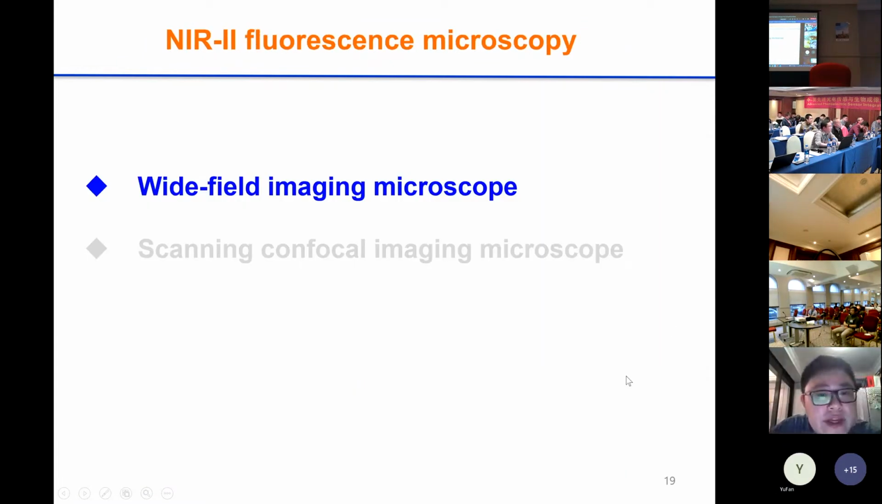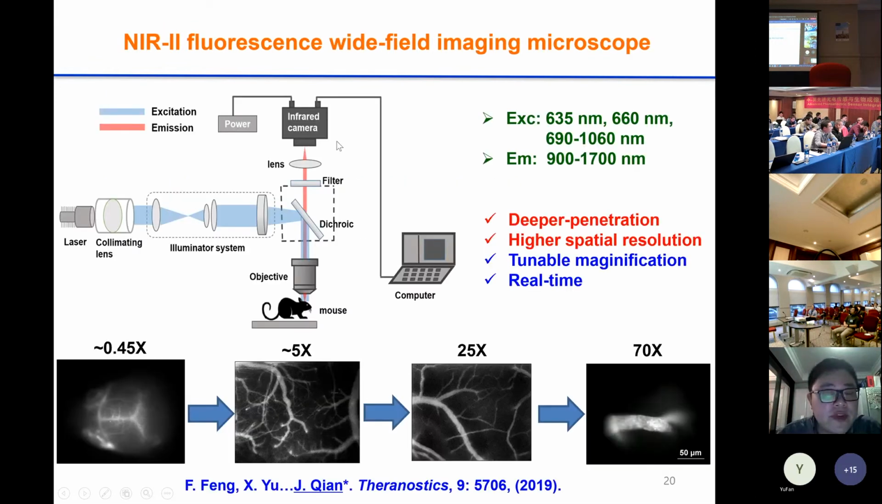Then we combined our near NIR-II window with the microscopy. Here I just listed two examples. First, we can combine our near NIR-II fluorescence imaging technology with the traditional wide field fluorescence microscope. As we know, the wide field fluorescence microscope is based on area excitation and area detection. The fluorescence is in the visible range.